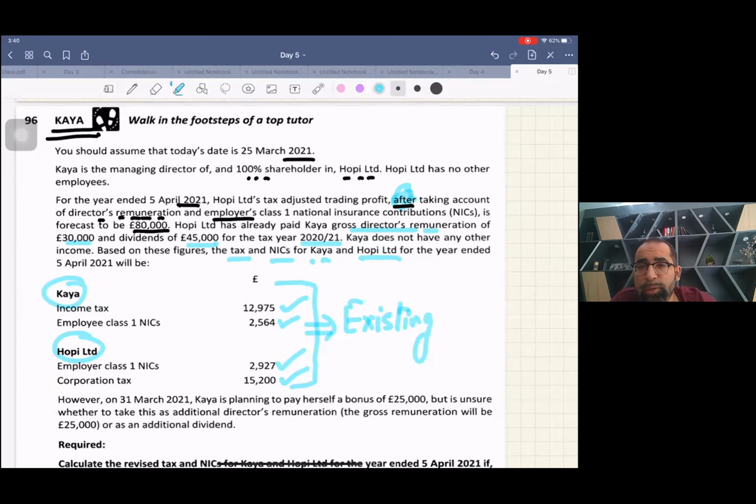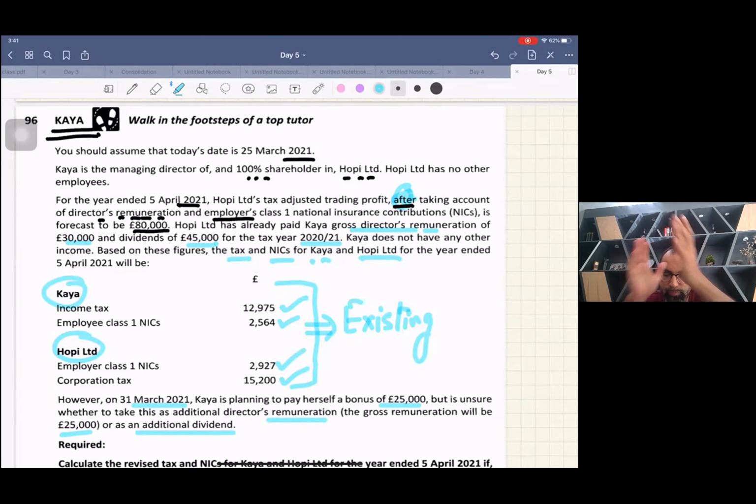Okay. Now in the last paragraph, they are going to tell you something new. However, on 31st March 2021, Kaya is planning to pay herself a bonus. Bonus is also salary; bonus is also part of employment income. But she is unsure whether to take this as additional director's remuneration, as a gross bonus, or as an additional dividend.